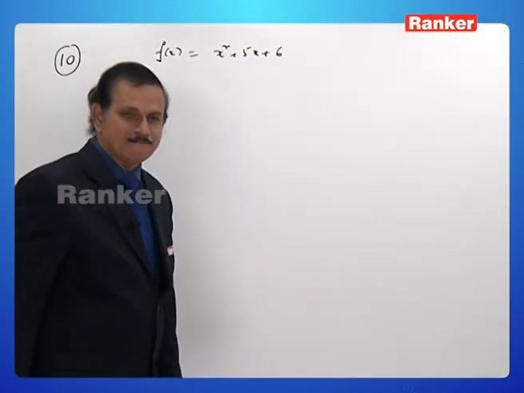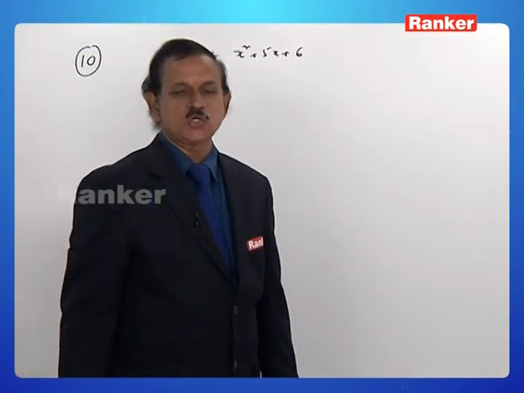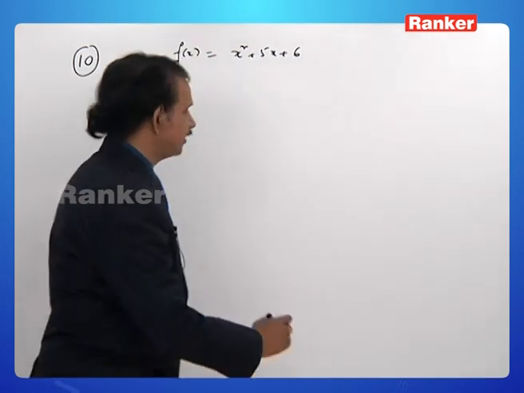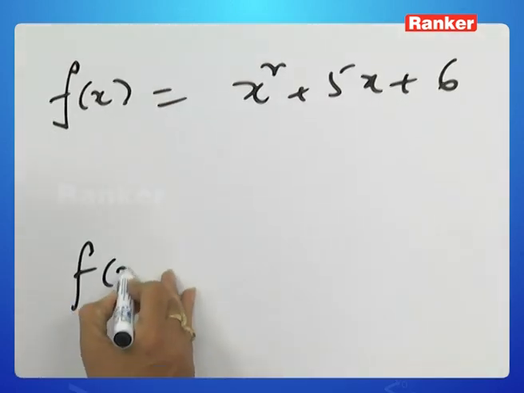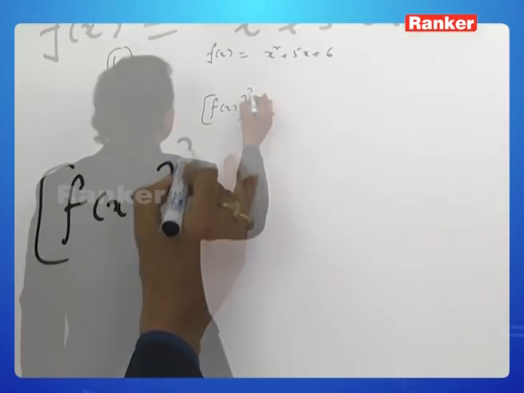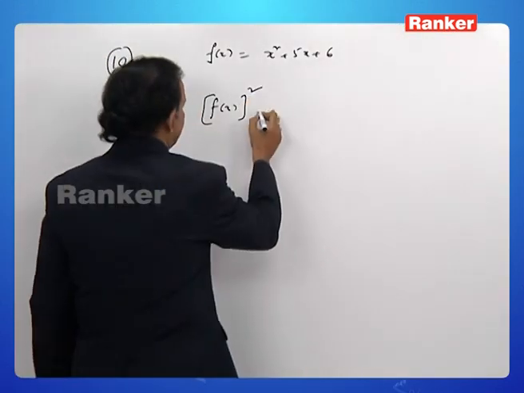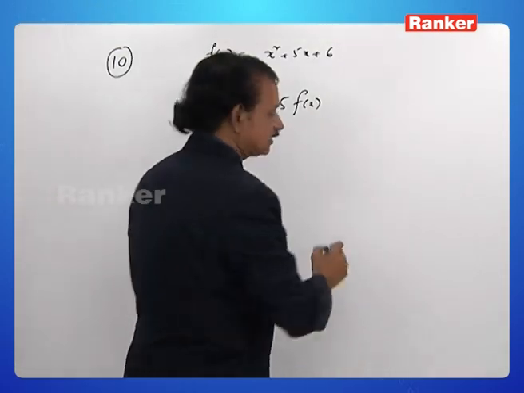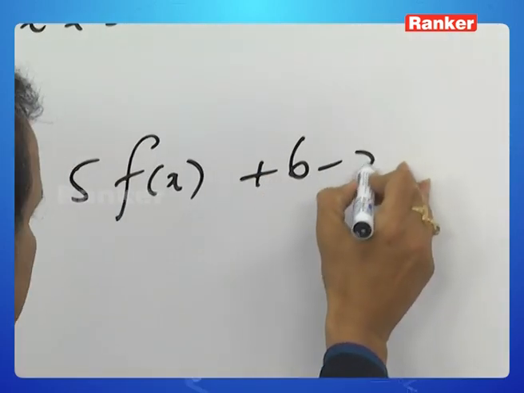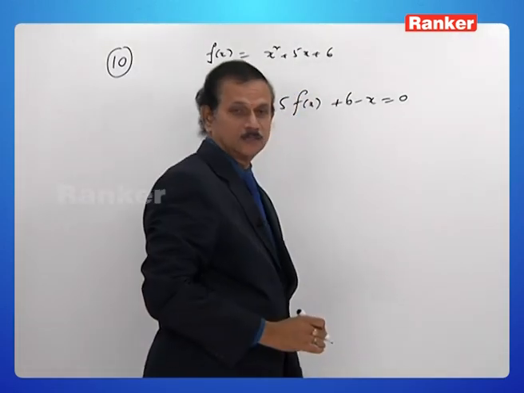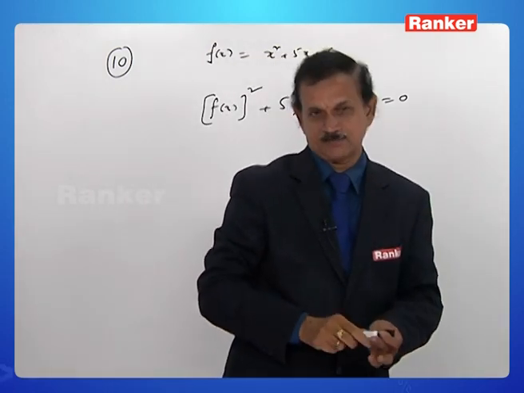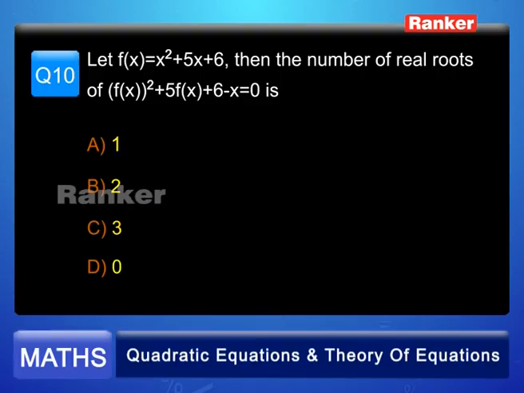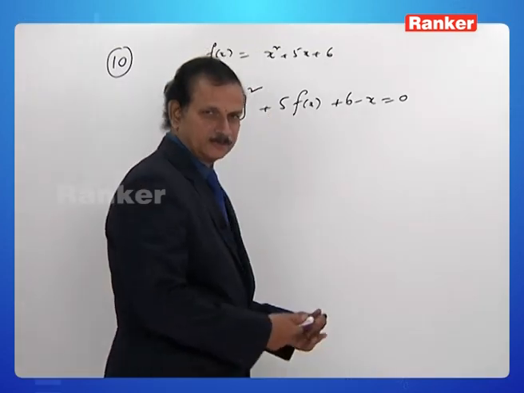What do we want to have? The number of real roots of the equation. What is that equation? f of x whole square plus 5 into f of x plus 6 minus x equal to 0. The number of real roots of that equation we want to have. The first option, option A, is 1, option B is 2, option C is 3, and option D is 0. Let us see.